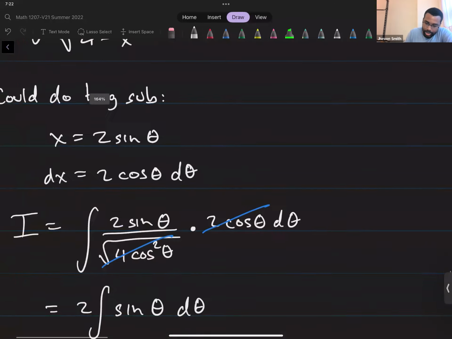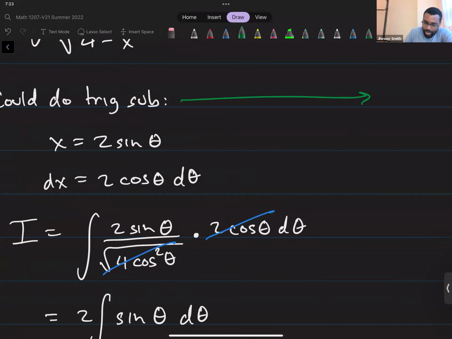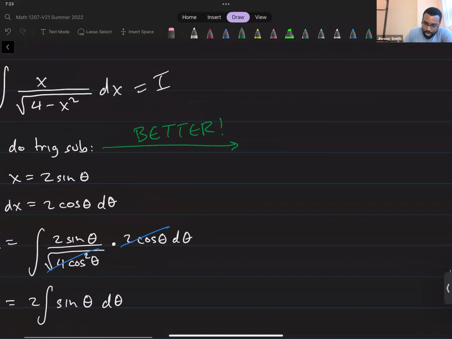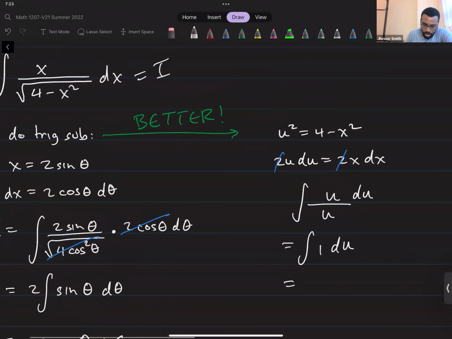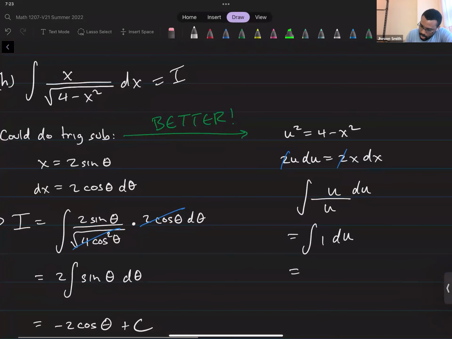Okay, but that would not be what you do. The better thing to do is just a regular substitution. So something like u squared is equal to 4 minus x squared. So you go in, and this would essentially be u du over u, so just integrate 1 du. Actually, this is a minus here, it's minus x squared.